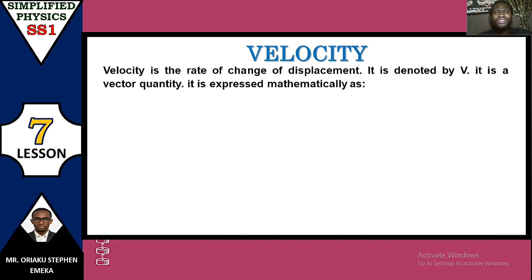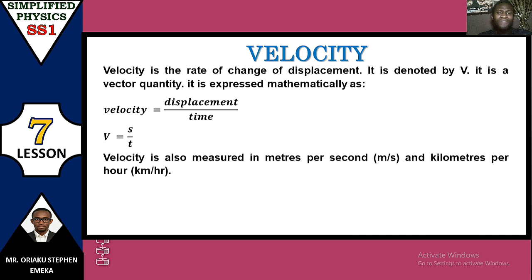Okay, let's go to velocity. What is velocity? Velocity is the rate of change of displacement. Now for speed, it was rate of change of distance. So from our last class, we talked about speed, distance, and displacement. So velocity is the rate of change of displacement. It is also denoted by V, and it's a vector quantity because displacement is a vector. It is expressed as velocity equals displacement over time. So that is V is equal to S over T, and velocity is measured in meter per second, because displacement is measured in meters. And also we have the possibility of having other units like kilometer per hour, centimeter per second.